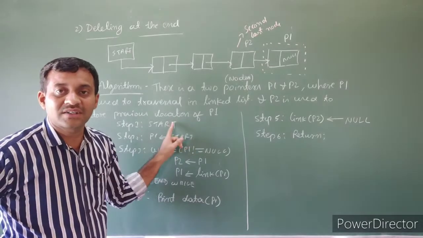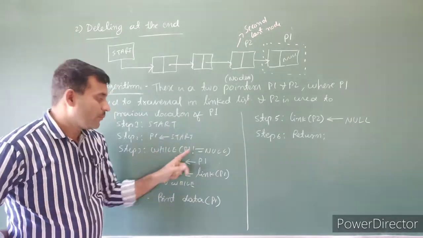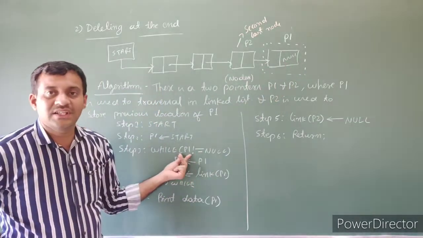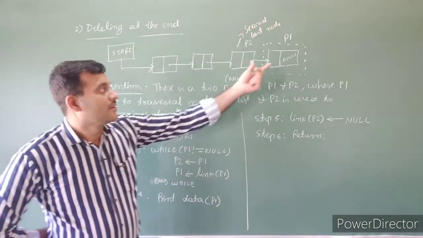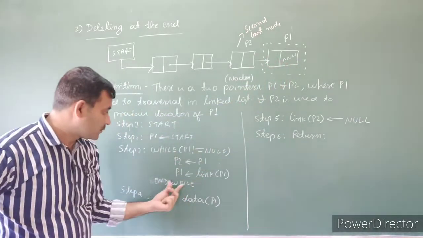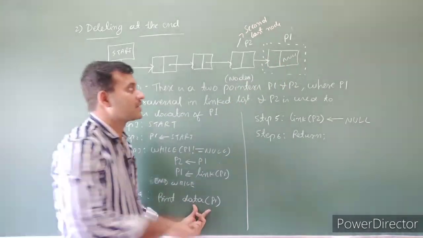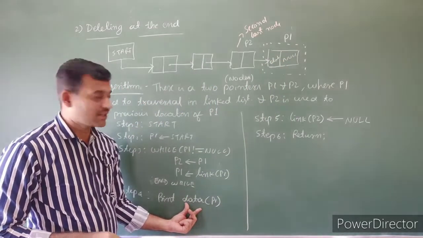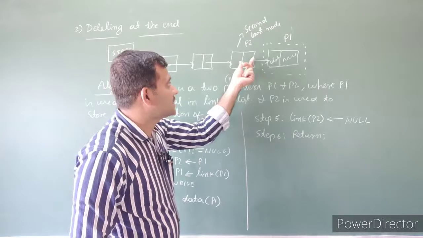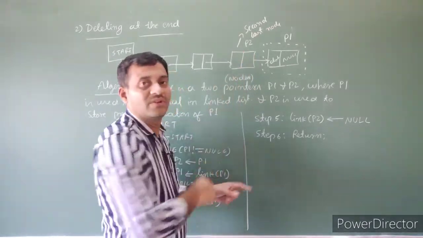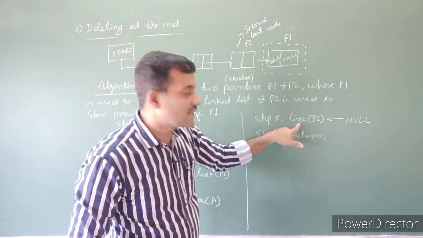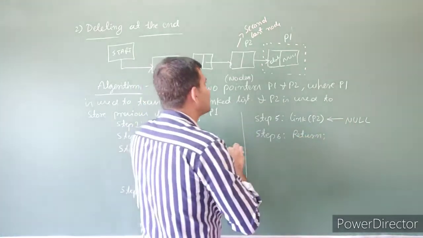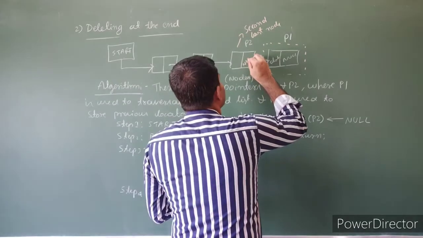Location of P1, or address of P1. Then when it terminates, we reach the last node. P1 identifies the last node. When we reach the last node, we print the value present in the data part. Then we access the link part of P2. This is the link part of P2. For the link part of P2, we assign the null value.